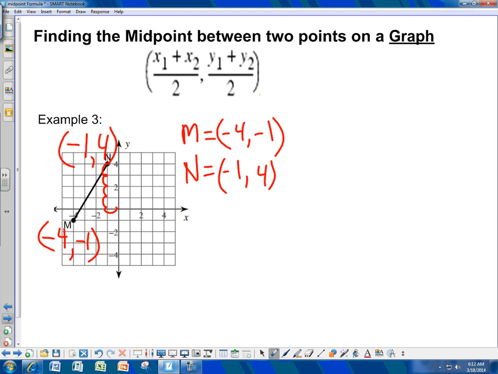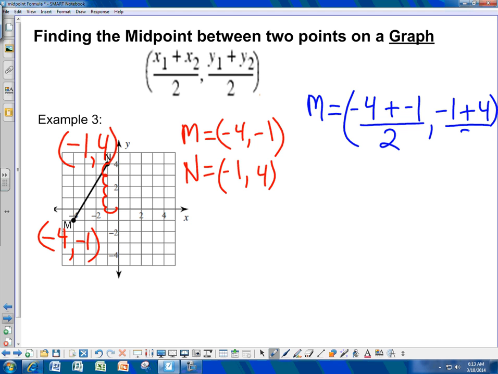So now what we're going to do next is plug both the values for m and n into our midpoint formula. So it's m equals, the first x is negative 4, plus the second x, which is negative 1, divided by 2. For the y values, the first y value is negative 1. The second y value is positive 4, divided by 2.